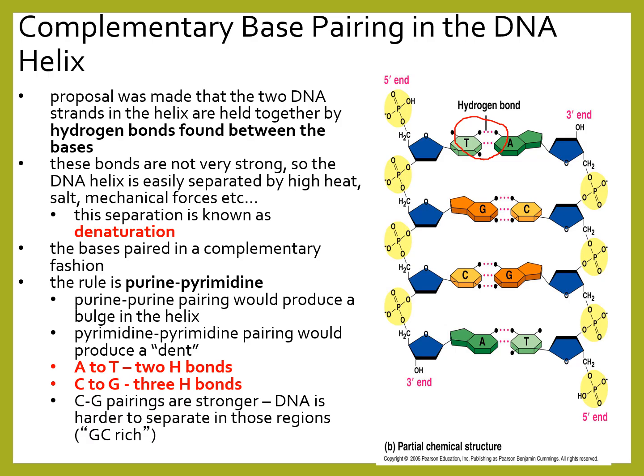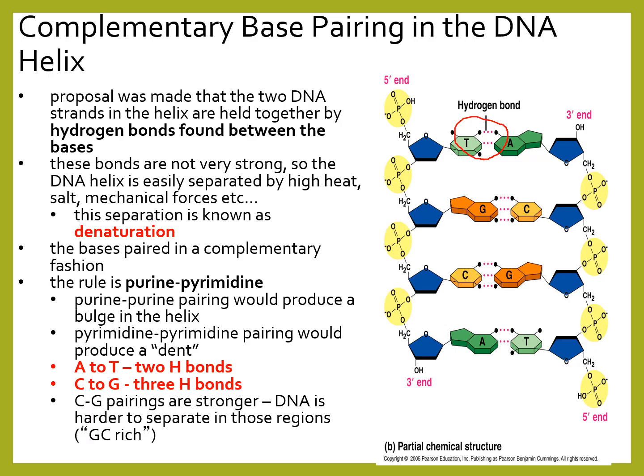Erwin Chargaff, who was another researcher in the DNA field, proposed that these bases pair in a complementary fashion. And he proposed what was the rule, which is a purine base pairs with a pyrimidine. And this kind of makes sense because purines are large, if two purines base paired with one another, you'd get a bulge in the DNA helix. And if two pyrimidines base paired with each other, the DNA helix would have a dent. And we know through Rosalind Franklin's work that this doesn't exist, that the diameter of a DNA helix is consistent throughout. The rule is an adenine base pairs with a thymine and two hydrogen bonds hold those together.